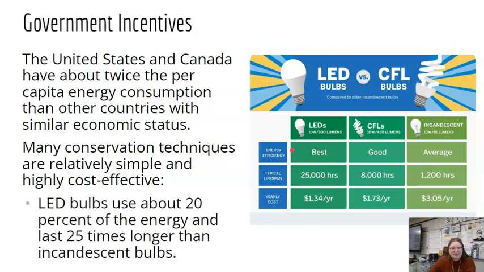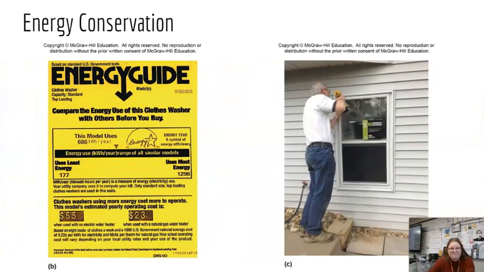One is LED bulbs. LED bulbs use about 20% of the energy and last 25 times longer than incandescent bulbs. So most bulbs that you're buying are going to be LEDs, because incandescent bulbs just don't make sense. They are so cheap at the beginning, but they have to be replaced so frequently that it's not worth the money and it's not worth the energy that we are wasting with them.